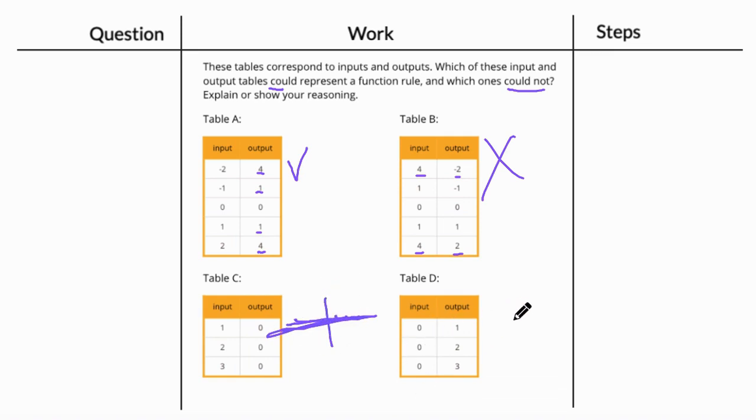Whereas when we look at table D here, well, that gives us something when x is 1, y is 1. When x is 1, y is also 2, y is also 3. In this one, it does not pass the vertical line test, so we say that this is not a function. So in this case here, table A and table C are functions.